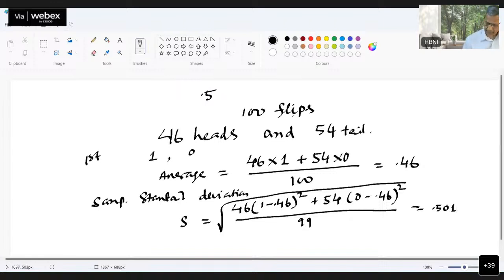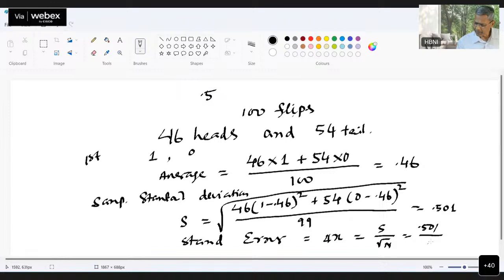Then what is the standard error? Standard error, or delta x, is equal to S divided by root n. So S is 0.501 divided by root 100, which is 0.0501.